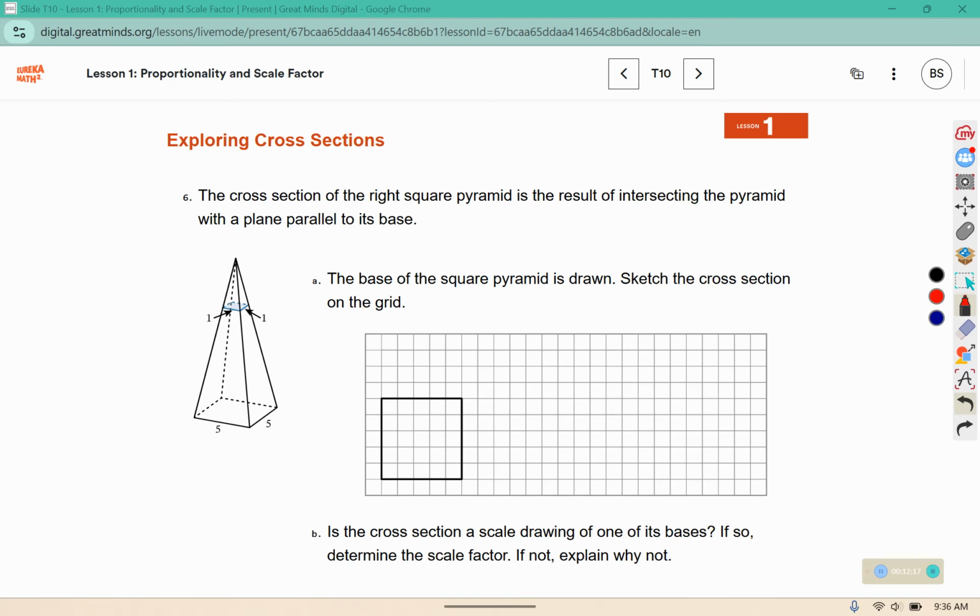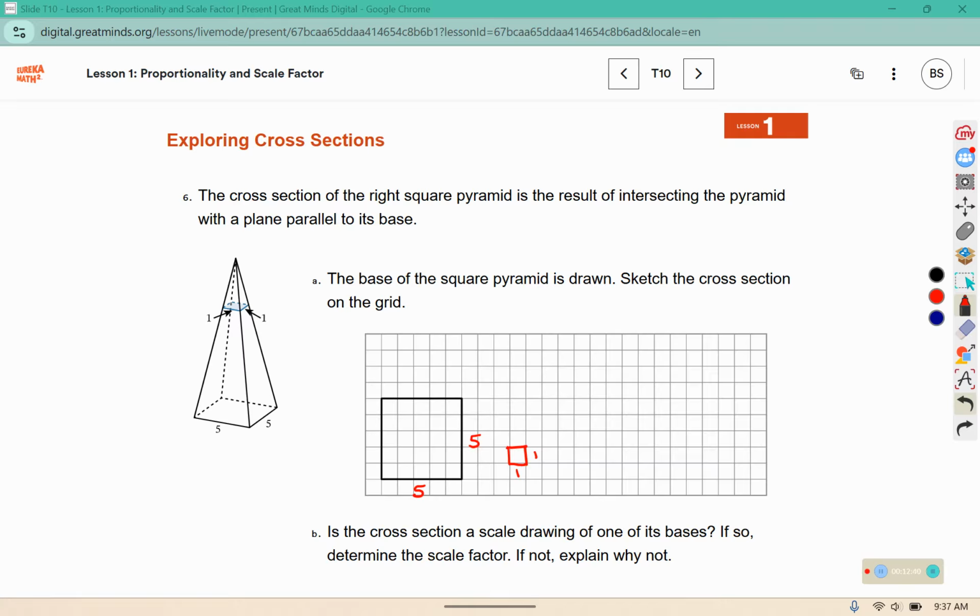The cross-section of the right square pyramid is the result of intersecting the pyramid with a plane parallel to its base. The base of the square pyramid is drawn. Sketch the cross-section on the grid. So I have a 1 by 1 square. And this was a 5 by 5 square.